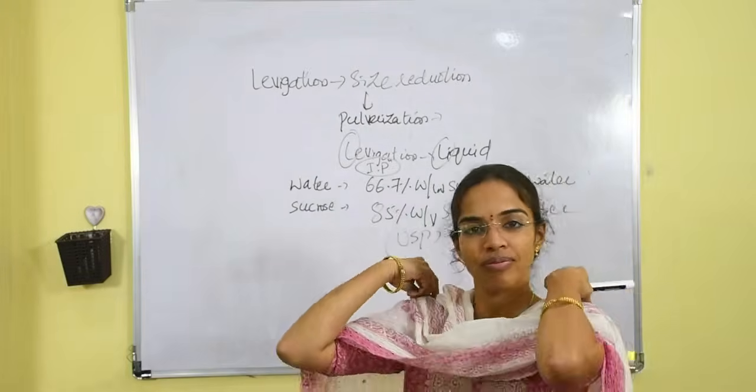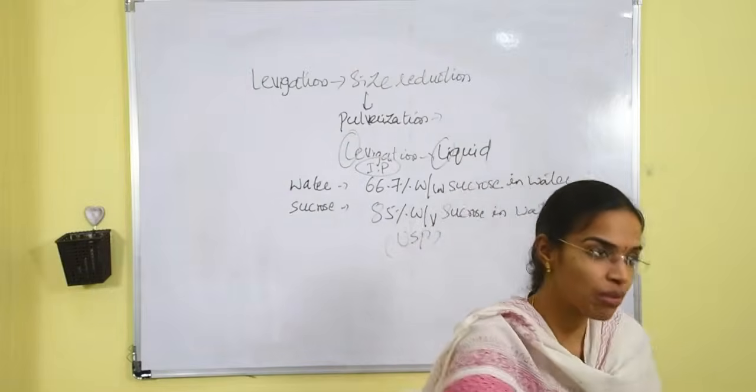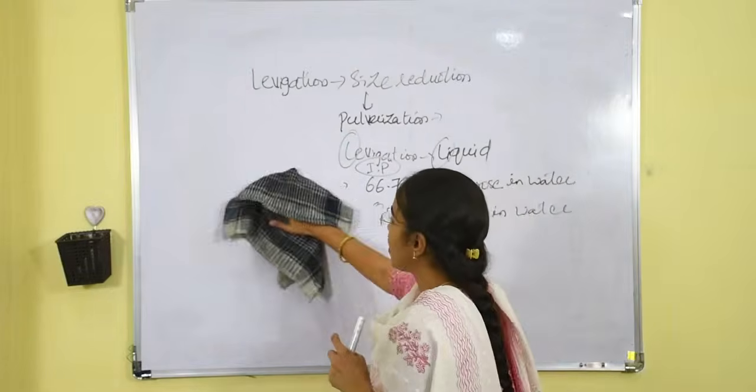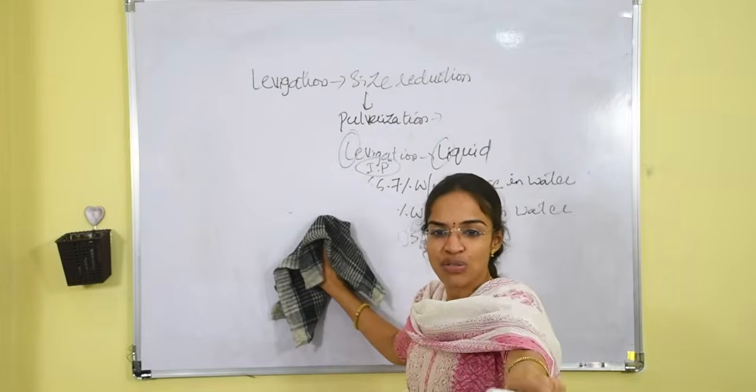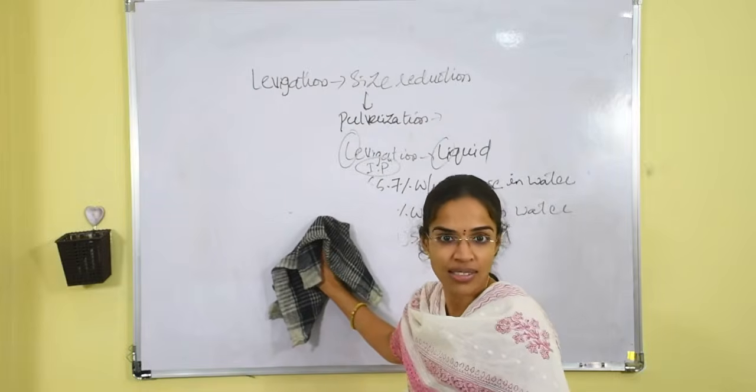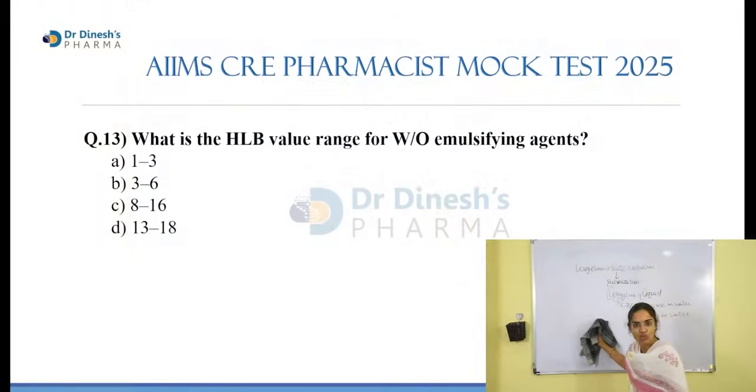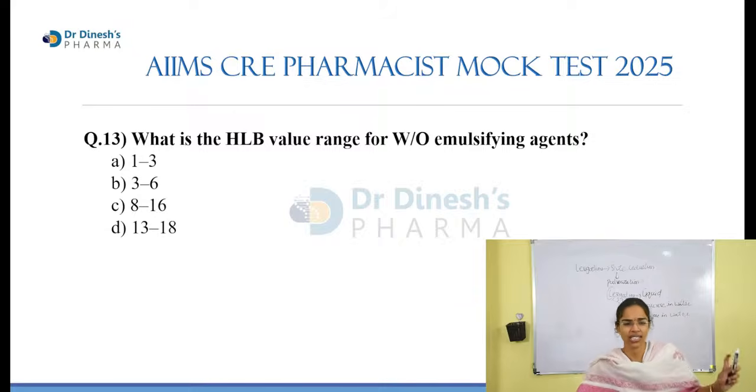Okay, this was about simple syrup. Moving forward to the next question. What is the HLB range for water in oil emulsifying agents? This is also a very, very important question. This question will occur in each and every competitive examination, not exactly the same, but some question related to the HLB range will appear in almost all the competitive examinations.